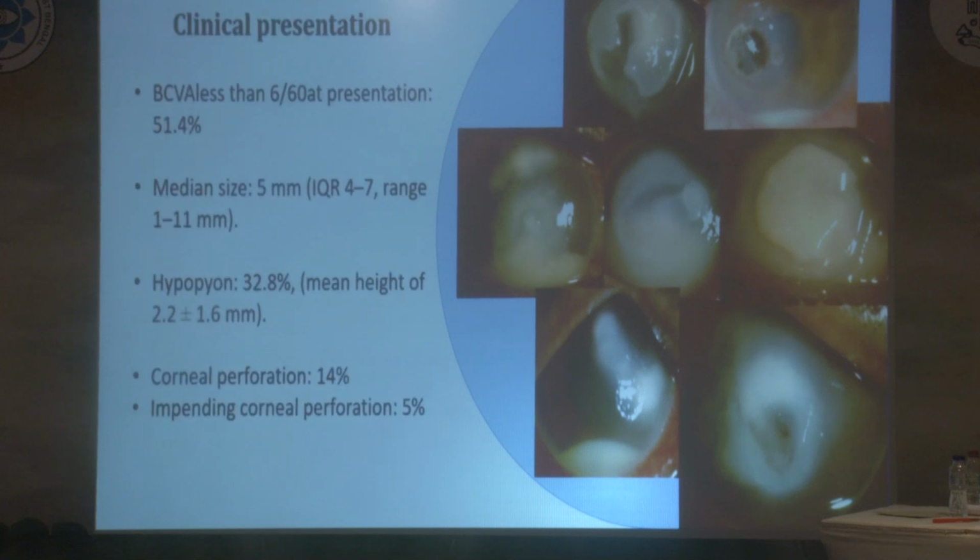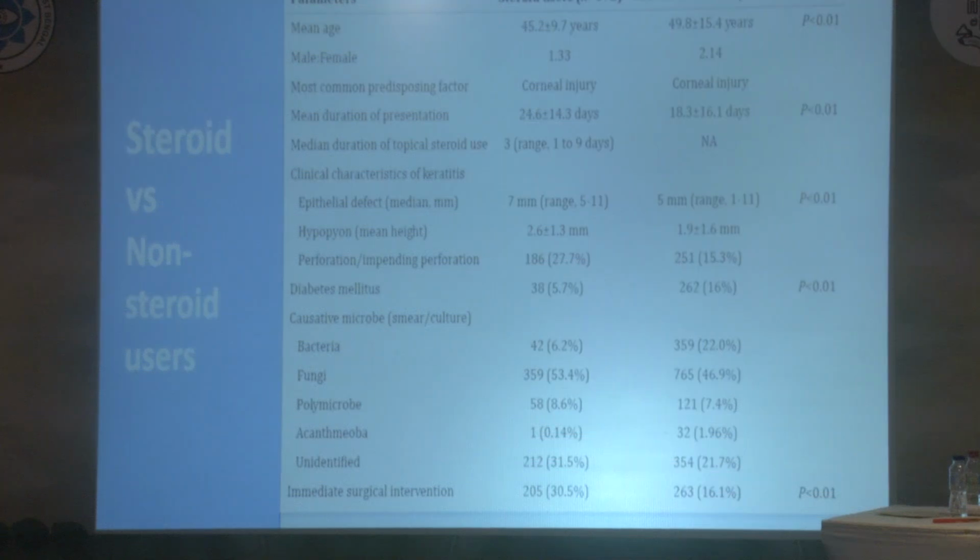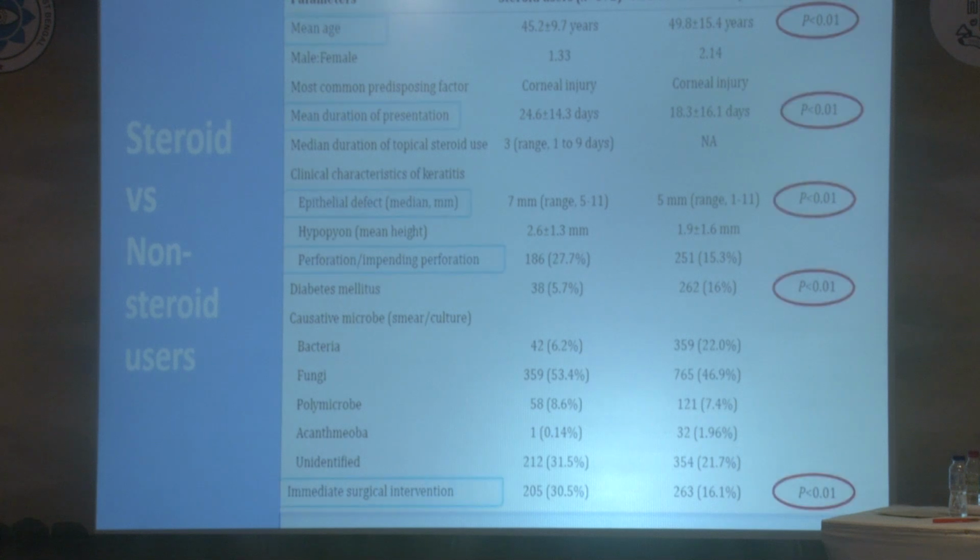In clinical profile, 51.4% of patients presented with vision less than 6/60. The mean size of ulcer was 5 millimeters, and 14% of patients presented to us with corneal perforation and 5% with impending corneal perforation. If you look at the clinical picture in patients who had used steroid before, you find that the mean age was less, the mean duration of presentation was long, the epithelial defect was quite significant compared to the other patients, and the majority of them presented with perforation, so required surgical intervention immediately.